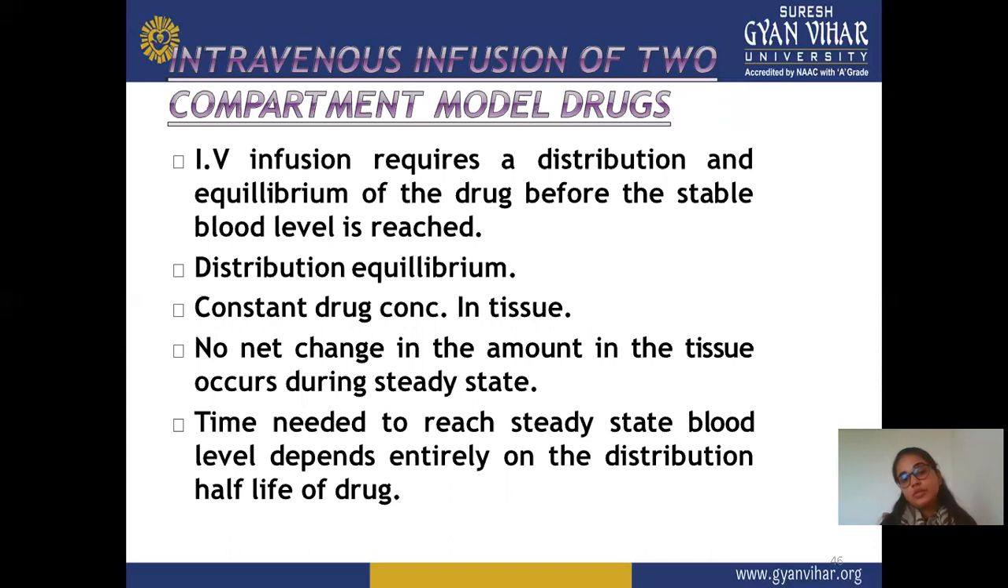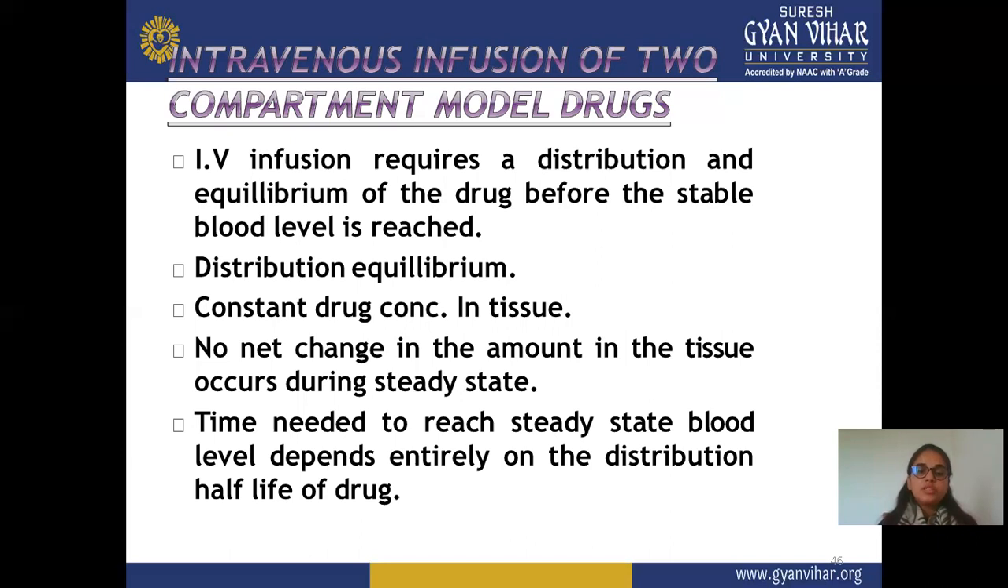Next is constant drug concentration in tissue. In each and every tissue, we have to check how much drug is present, or the constant amount of drug present in the tissue. There is no change in the amount of drug in the tissue during the steady state, which means no concentration exchange in a particular tissue at steady state. So we have to check how much the drug or tissue amount changes from the steady state also.